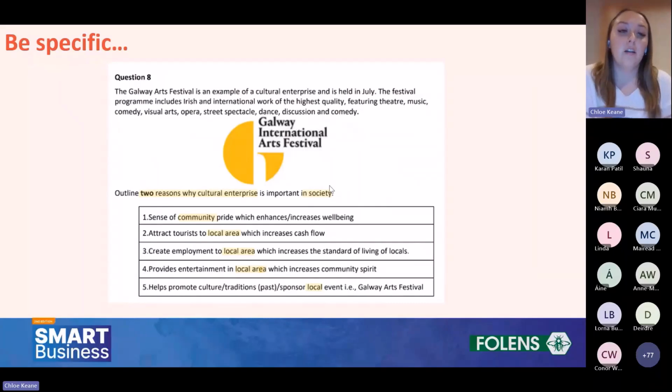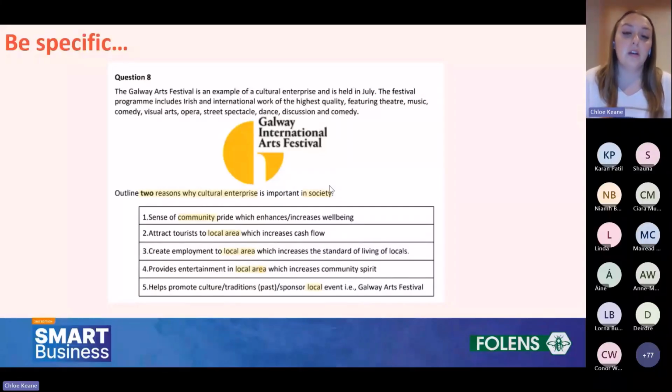So it's outline, and I'll come back to that command word outline. Outline two reasons, and sometimes they're specific in the number of reasons. Most of the time in the new junior cert papers now, they're telling students two or three or however many reasons. So: outline two reasons why cultural enterprise is important in society. What I've gotten back from our mocks feedback is that a lot of mine are answering the question correctly, but they're not referring back enough. So that's something I'm trying to focus on now with third years.